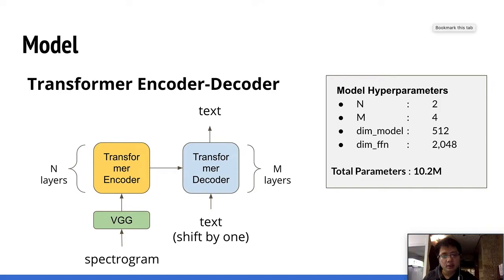In our work, we use the same model for all of our experiments. We use an encoder-decoder transformer architecture with 2 layers of transformer encoder and 4 layers of transformer decoder. For the dimensionality of the model, we follow the original transformer paper, which used a model dimension of 512 and feed-forward dimension of 2048. We use spectrogram as our audio input, and we also add another feature extraction layer with VGG, resulting in a total of 10.2 million parameters.